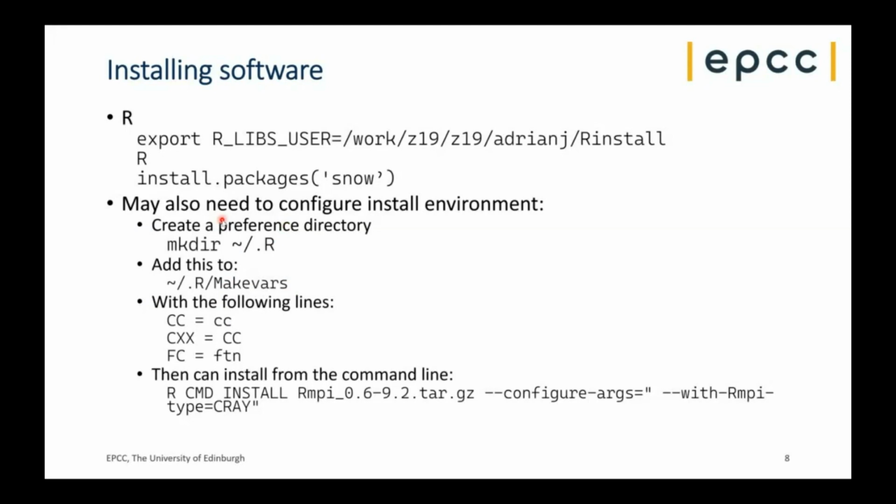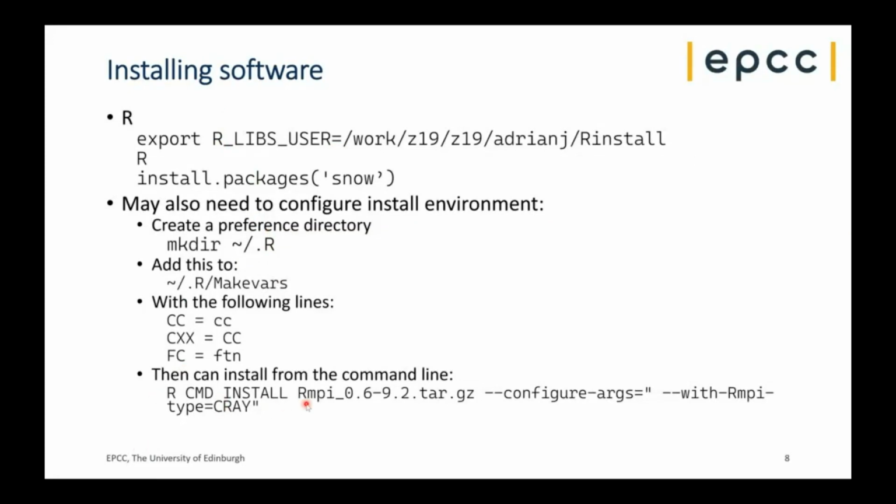Now you'll see this is on the home file system. This is not accessible from work, but this is just for building software, which is what we use the login nodes and the home file system for. So that's fine. It'll pick up the preferences from there, and then it'll install it into where you've specified, and it'll do the right thing.